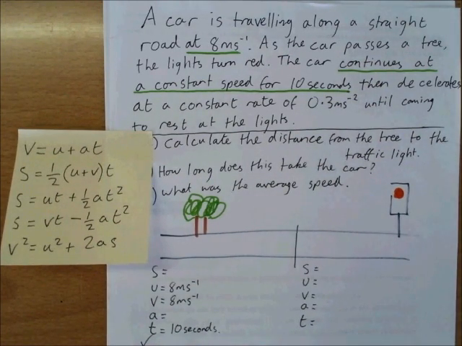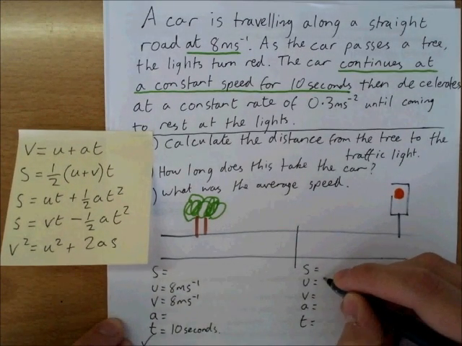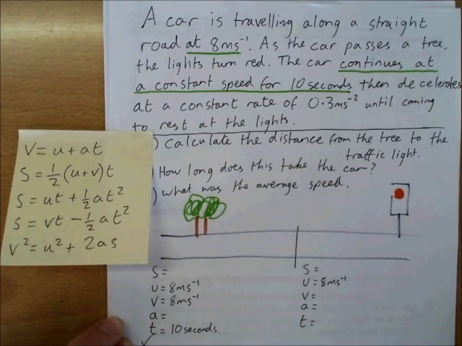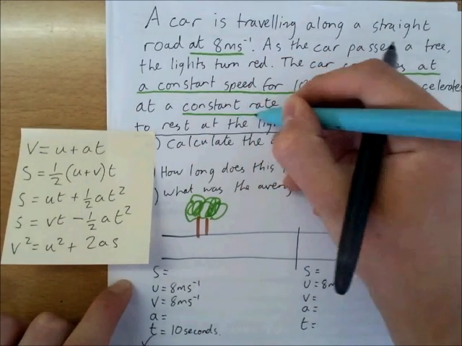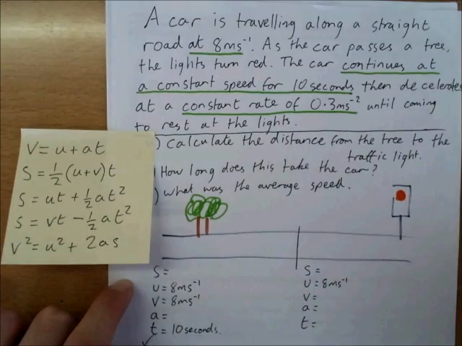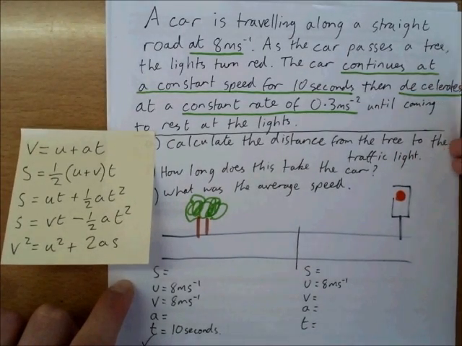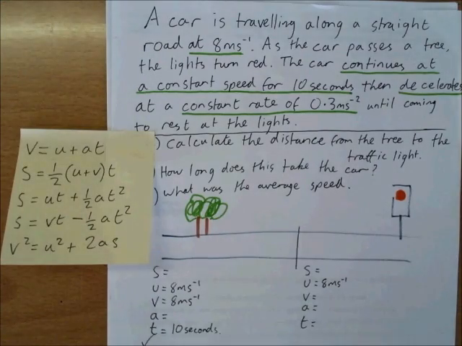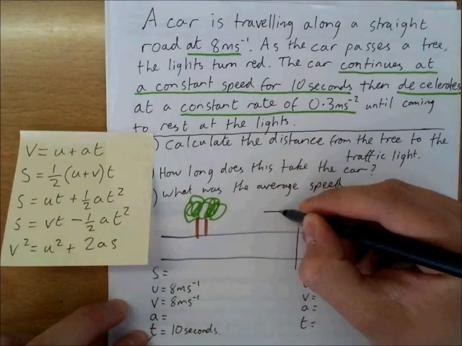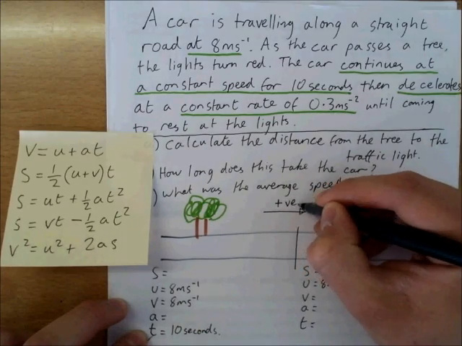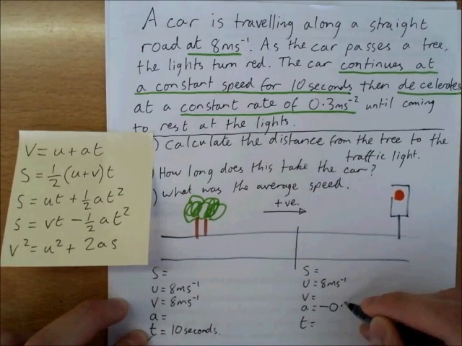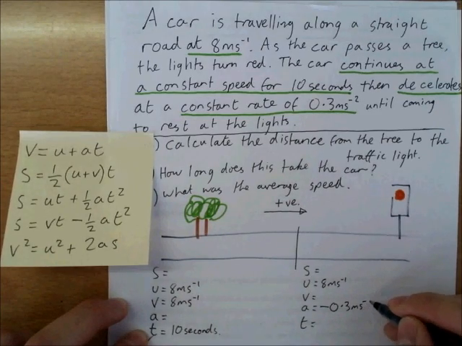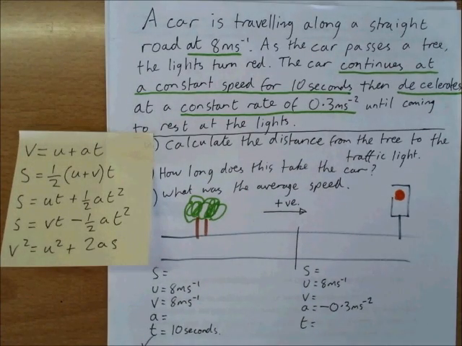Second section, because it starts as the car applies the brakes, the initial velocity is 8 meters per second. We know that it is a constant deceleration, so constant rate of 0.3 meters per second squared. Now be careful, deceleration is always negative. We are taking that way as positive. So our acceleration is minus 0.3. If you put plus, the car is going to accelerate over the lights and get a ticket. Now, the last bit of information, we've only got 2 there, we need a third. Now, this is tricky.